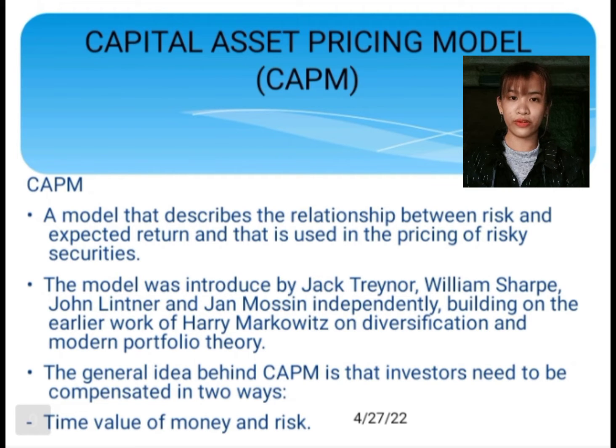The model was introduced by Jack Treynor, William Sharpe, John Lintner, and Jan Mossin, independently building on the earlier work of Harry Markowitz on diversification and modern portfolio theory. The general idea behind CAPM, or Capital Asset Pricing Model, is that investors need to be compensated in two ways: time value of money and risk.